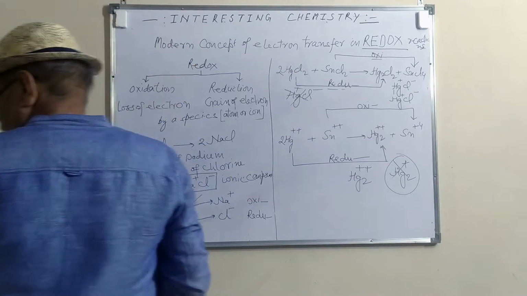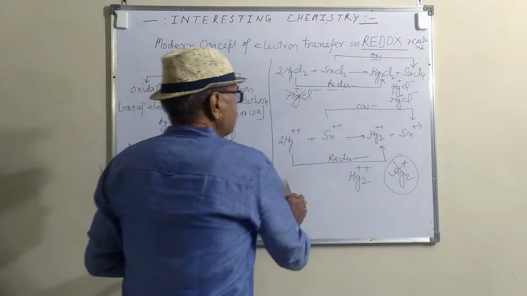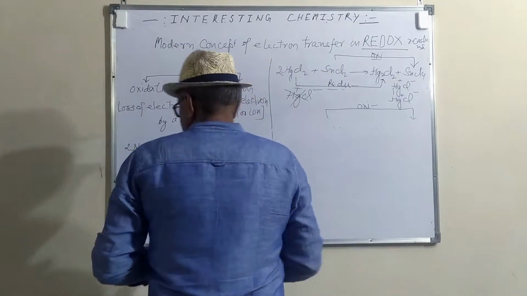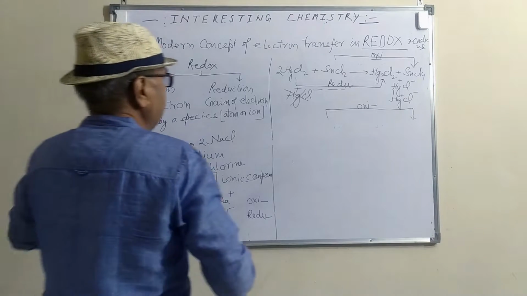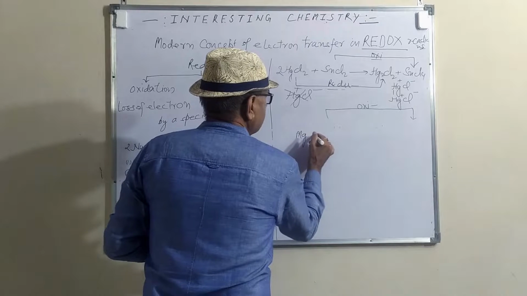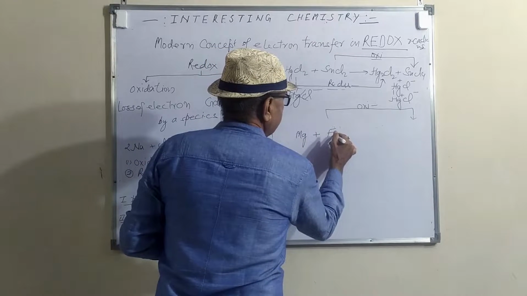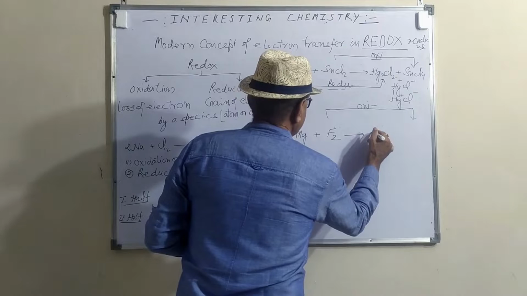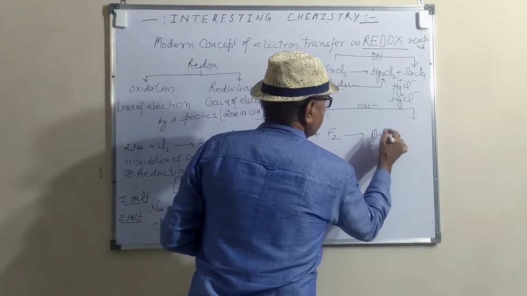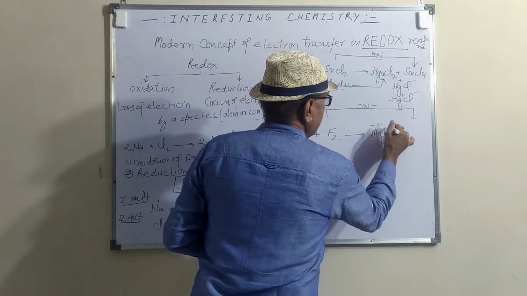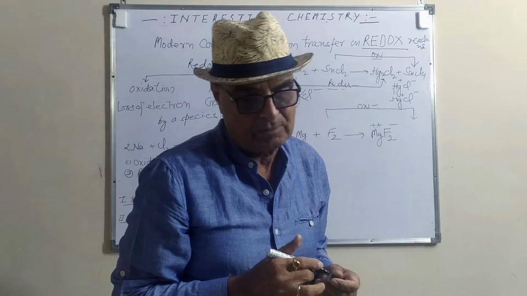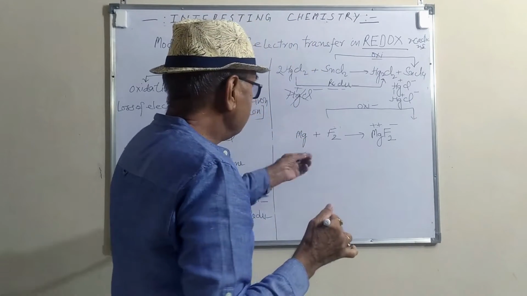Now I am giving you a next example. Here you can take the next example when Mg reacts with F2, then this is magnesium fluoride. Magnesium double positive, fluoride one negative. This is also an ionic compound.